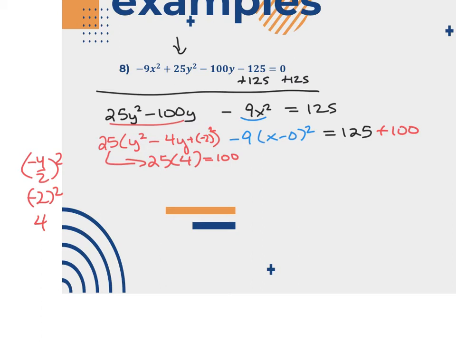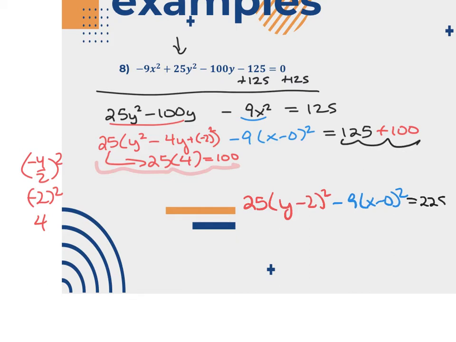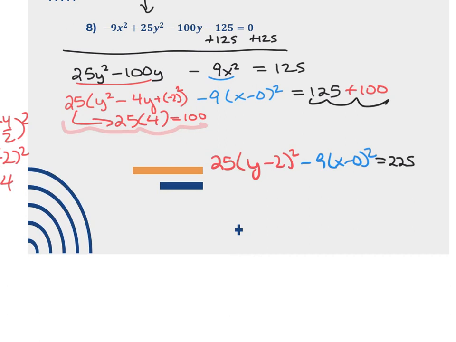So let me factor the red. It factors into 25 times y minus 2 squared. Then the blue. And then I'm going to add this, and I get 225. I need to set it equal to 1, so divide everything by 225.